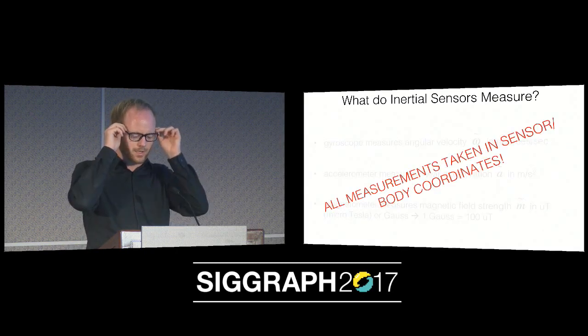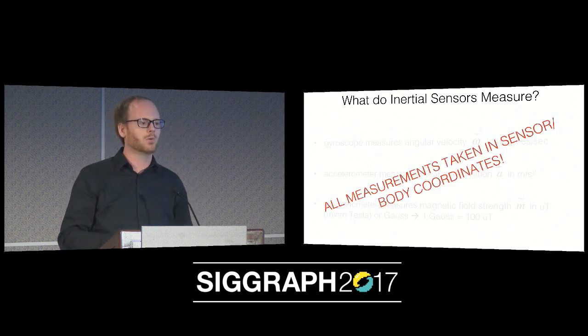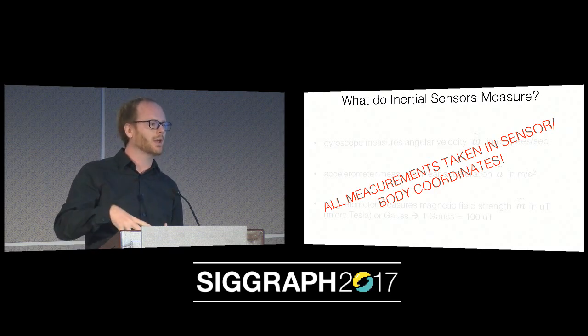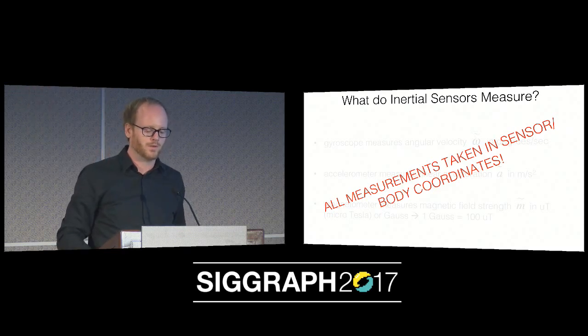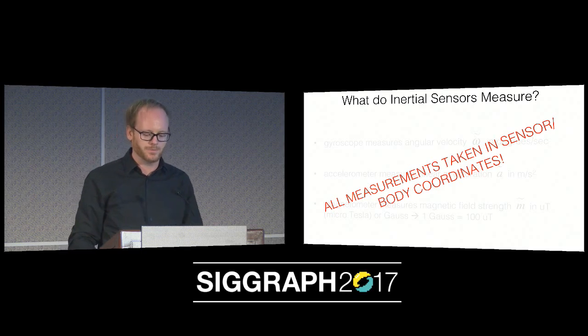All these measurements are taken in the local coordinate system of the IMU, right? So keep that in mind. We have to estimate the orientation of the IMU with respect to the world, but we just measure everything in the local coordinate frame of the IMU.